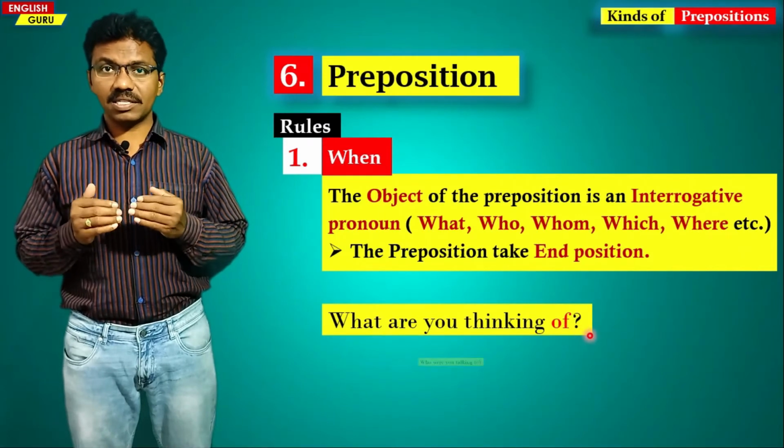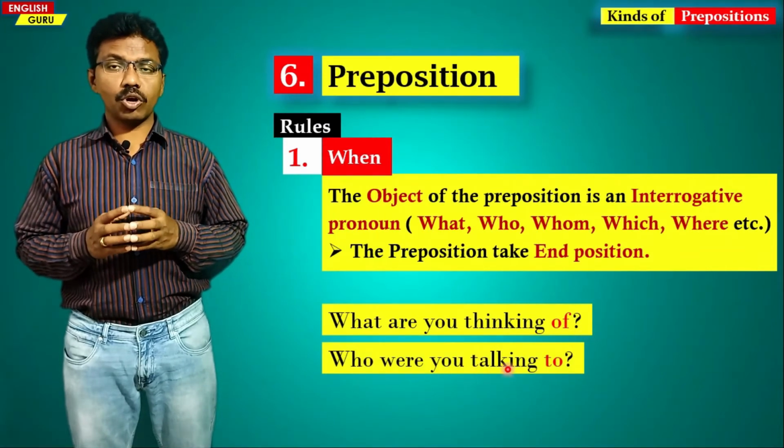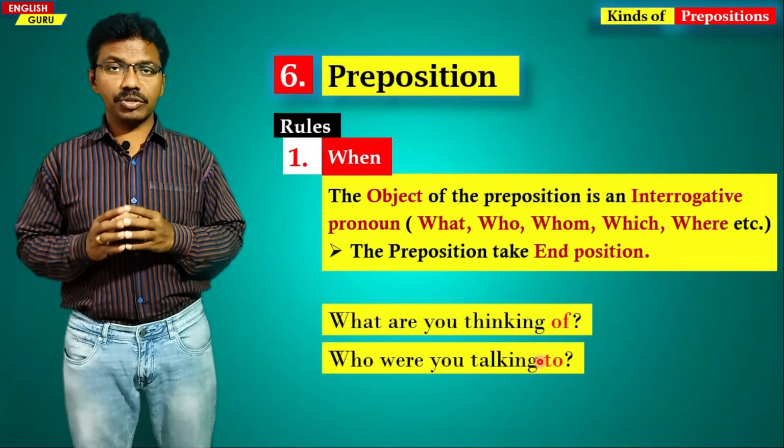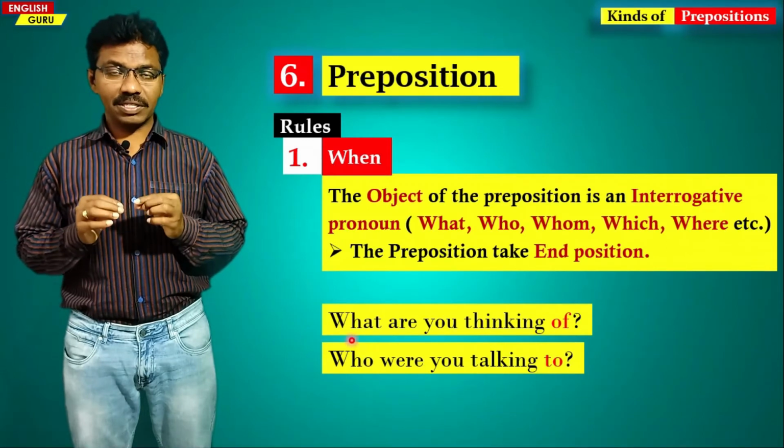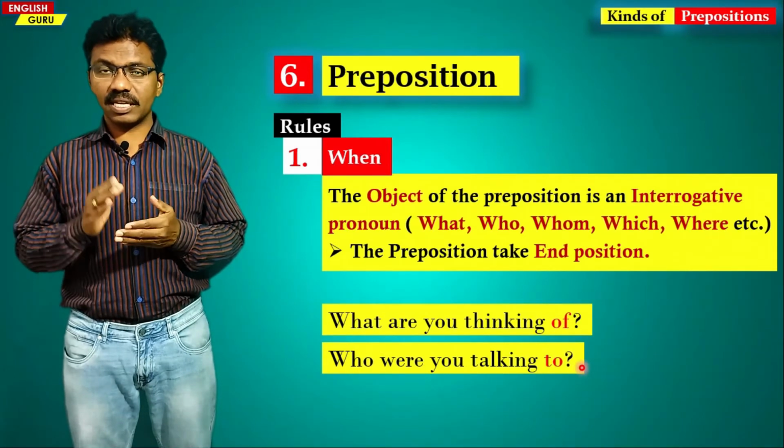In a similar manner, in the second sentence, who are you talking to? Which means you are talking to who. So who is the object of to. So when this is the case, the preposition is placed at the end of a sentence.